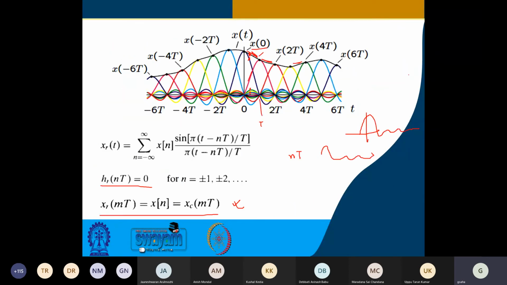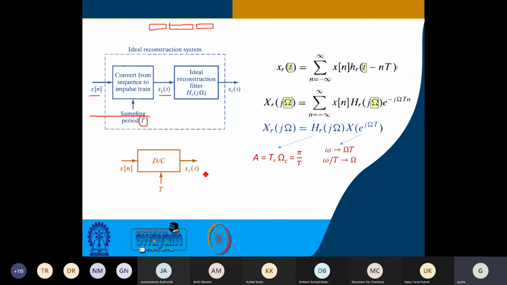You are presenting it before the reconstruction filter, the ideal reconstruction filter, at an interval of capital T. Bringing it from the memory, you are presenting it at an interval of capital T. And after that, you have this ideal reconstruction filter we just discussed. Then what we'll get? We'll get the xr(t). Okay. So this is your ideal reconstruction filter. Its block diagram. What is there inside?